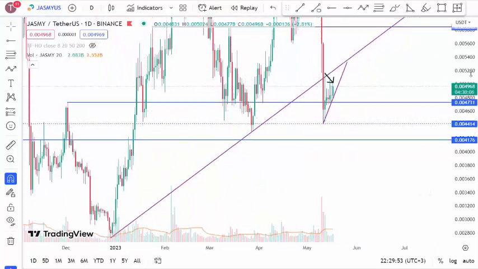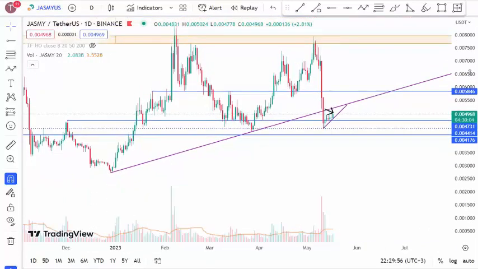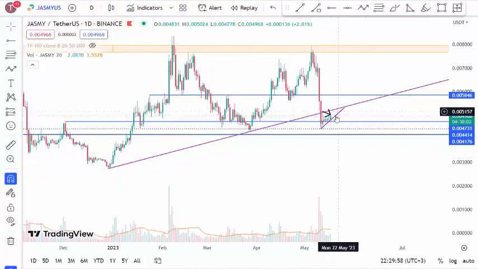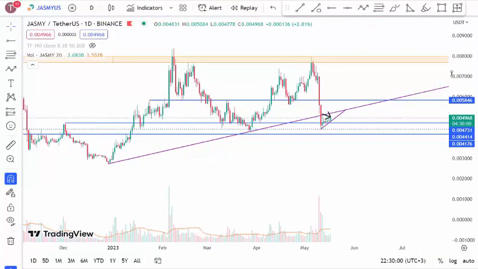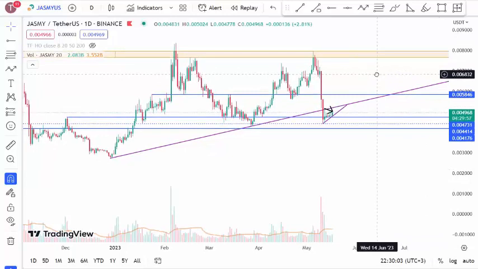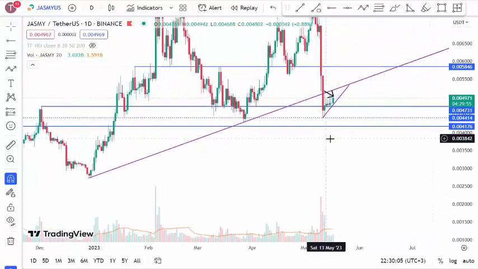We can see that there have been touches around these areas in the past. Please ignore the arrow and the ascending trend in between for now. We will share our analysis of the 4-hour chart with you.